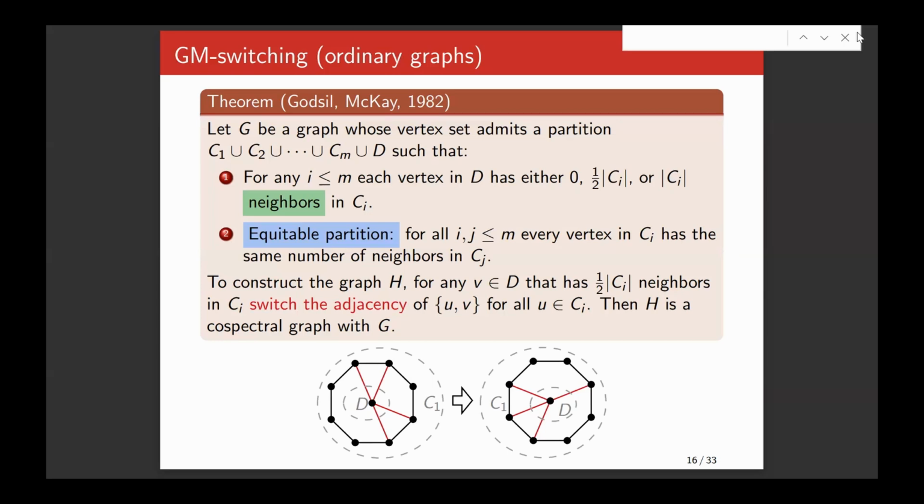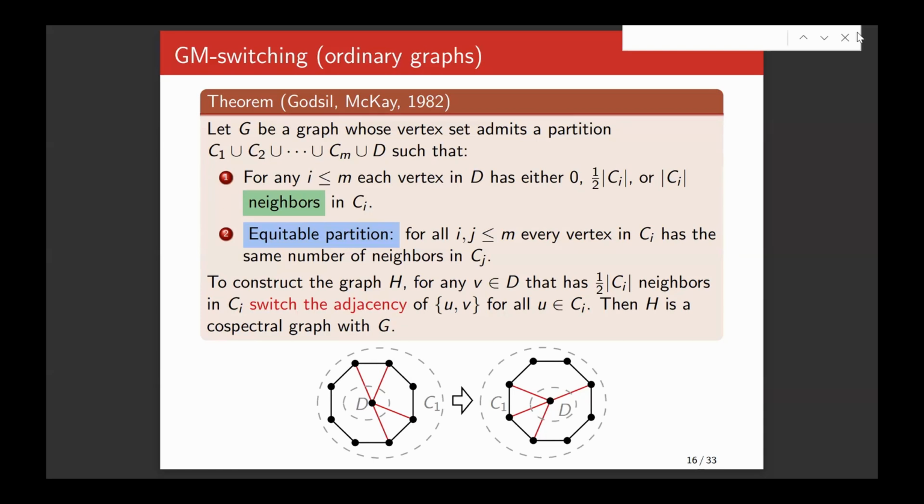For such a method to work, you need some conditions on your graph. You need that your graph has a vertex partition into a set of vertices which form what we call an equitable partition. I will mention in a second what this could be. And then some condition on the vertices outside the equitable partition. So if I split my vertex set into these n+1 sets, these denote what we call switching sets, okay?